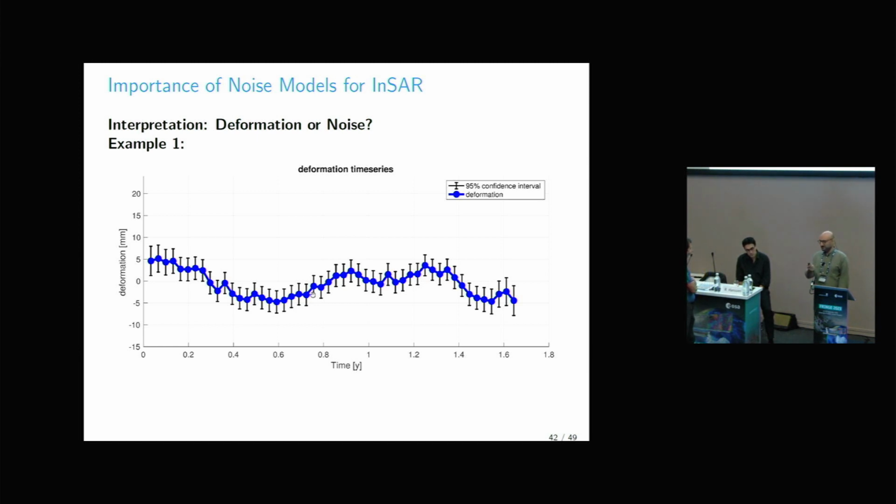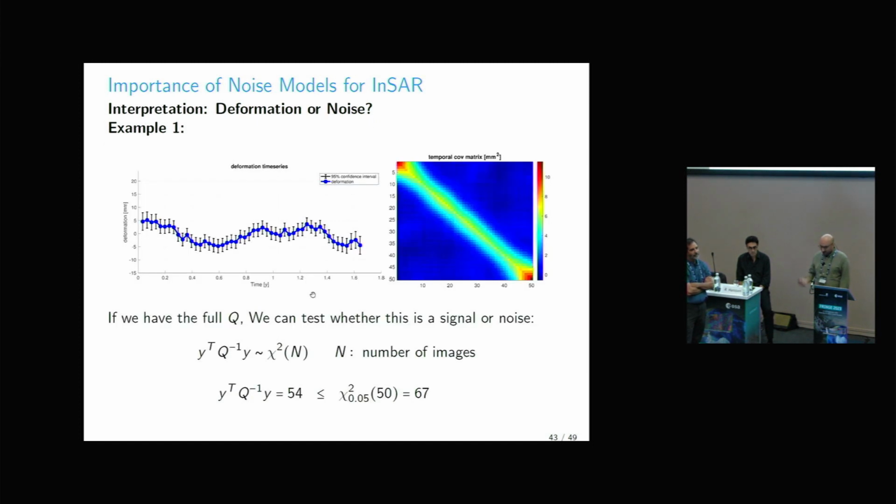Still, if we look at this 95% confidence interval, we say, okay, these ups and downs could be signal. But if we look at the covariance matrix, not, because the covariance matrix shows we have correlated noise. We can simply do the test, and the test is rejected. It means it's not really the signal, these ups and downs that we have in the final time series. It is smooth, but it's not signal. It is just noise.